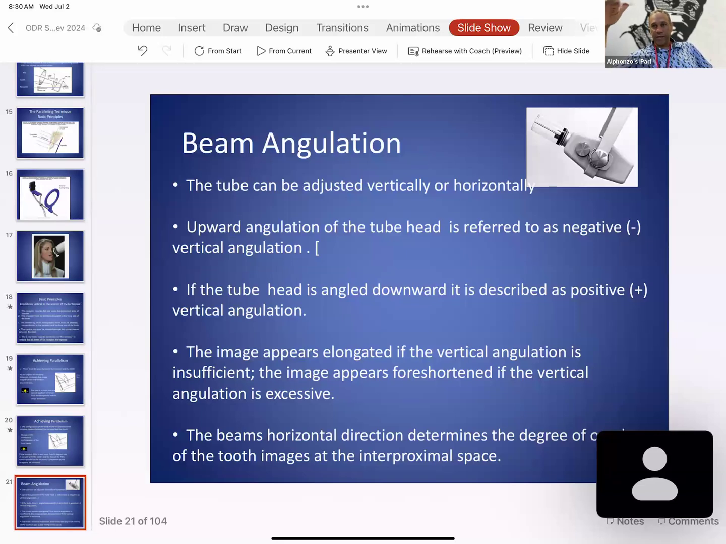Now there are some numbers the ADA has put out that will give you standard angulations you should know for the different teeth in the mouth when you're taking an anterior shot or premolar shot or a molar shot. So you should know what these negative vertical angulations and positive vertical angulations are. It's a pretty simple concept. It's not that difficult to understand.